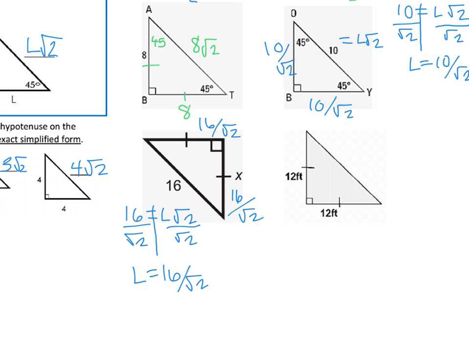Take a minute and go ahead and do this last one, please. Figure out what the hypotenuse length would be. All right, so you should have noticed it's isosceles. So that means this is 45 and this is 45 if we already have a 90 there. And then this is the leg length. So this is the leg square root of 2. So we just plug in 12, so it's 12 square root of 2.